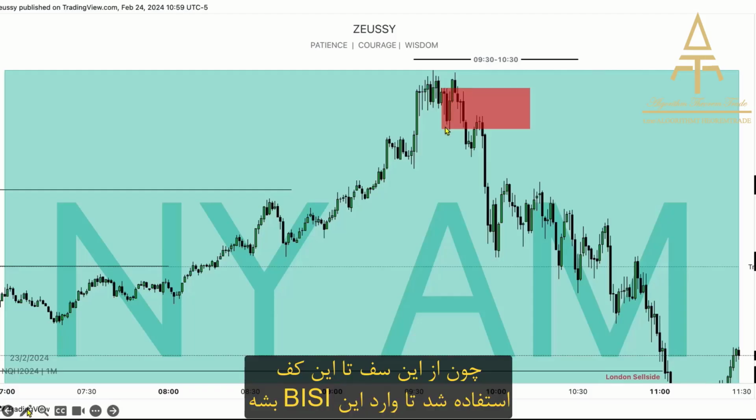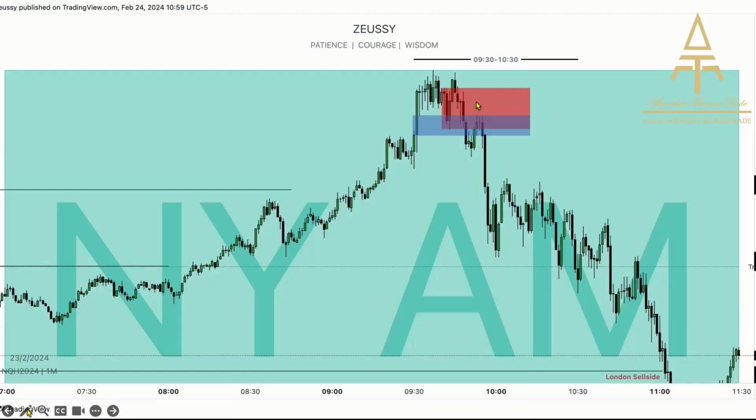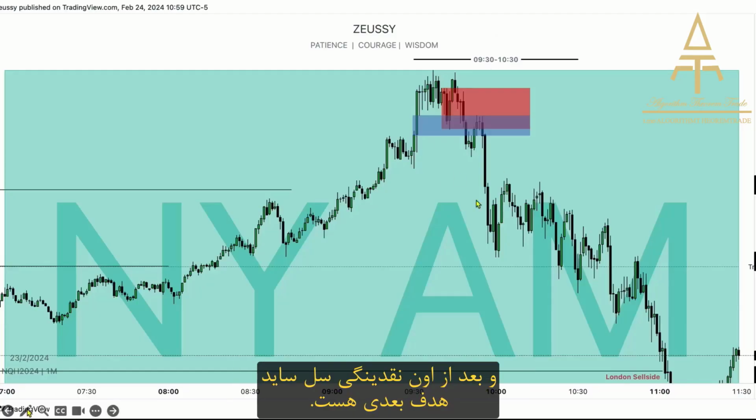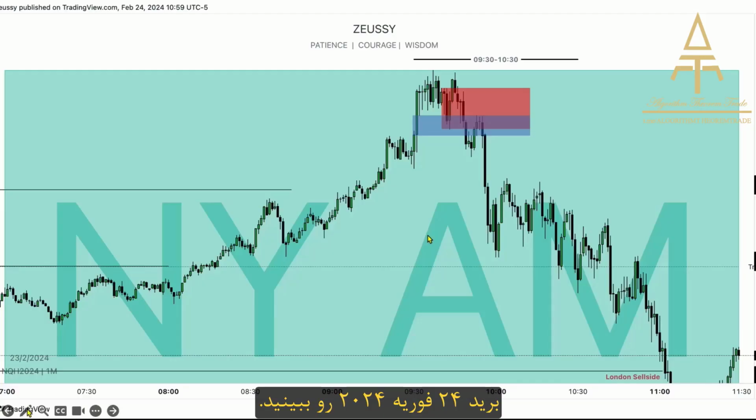Because from this high to low, this price range got utilized to reprice into this BC, into the imbalance, which can be seen here. And once that gets broken, we know that a change in the state of delivery is likely to occur next. And from there on, we see sell side delivery occur, targeting sell side liquidity. Again, if you want to read or listen to the breakdown of this trade in great detail, you can do so by going to the review of the 24th of February 2024.